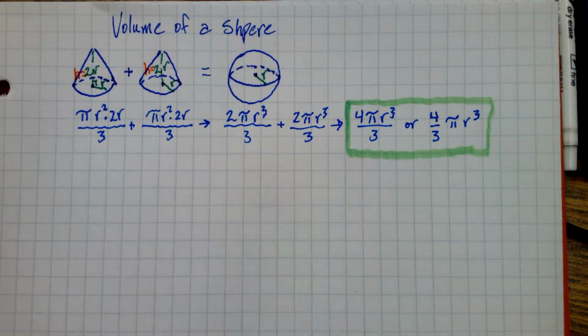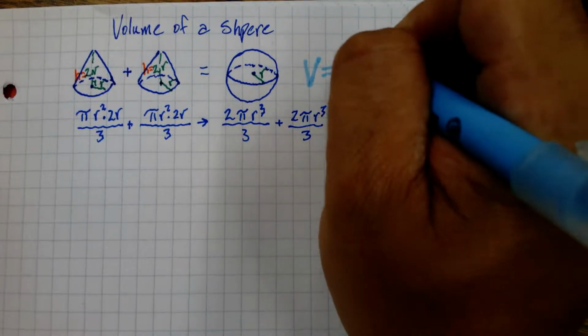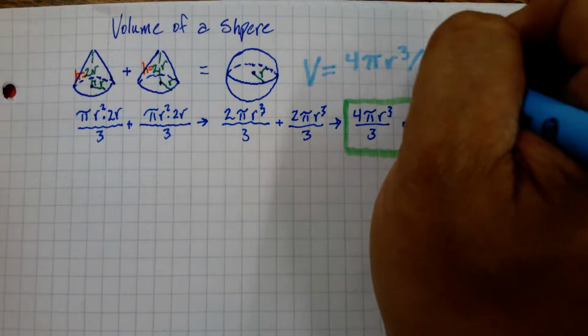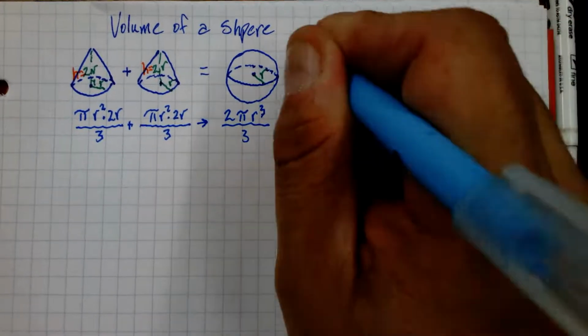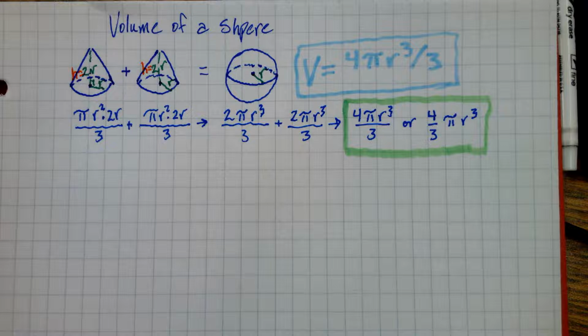And basically we got it from a little bit of algebra here. Okay, so officially the formula is... Sorry, I'm just looking for a specific one. The volume is 4 pi r cubed divided by 3. That is the formula for the volume of a sphere.